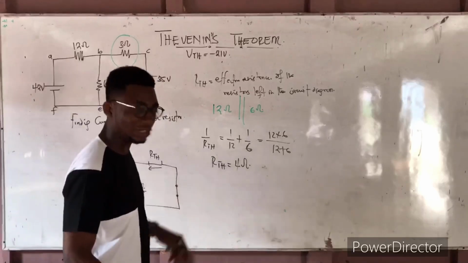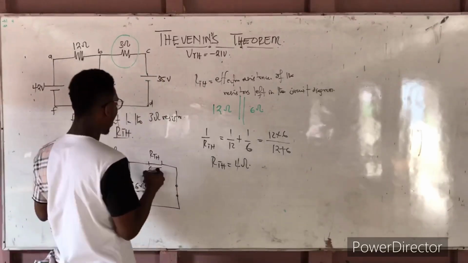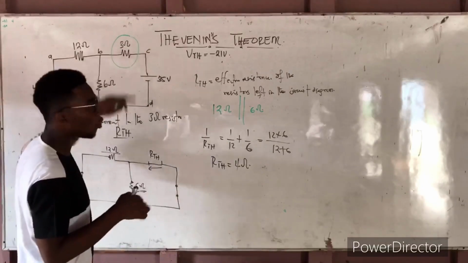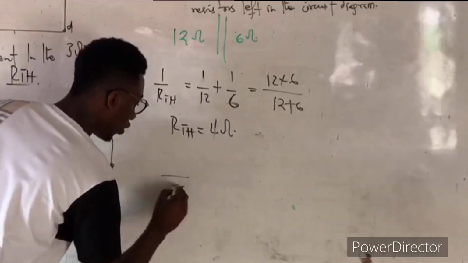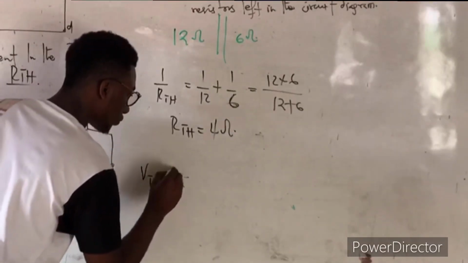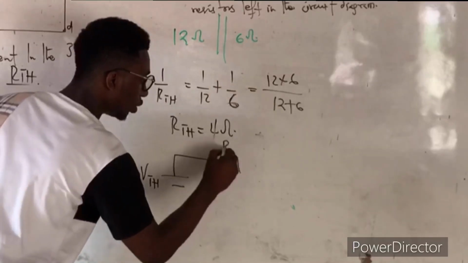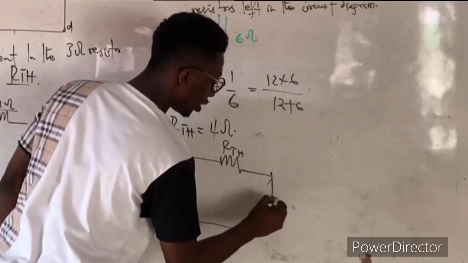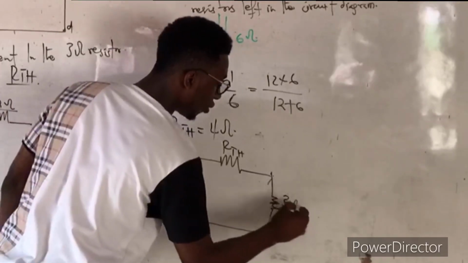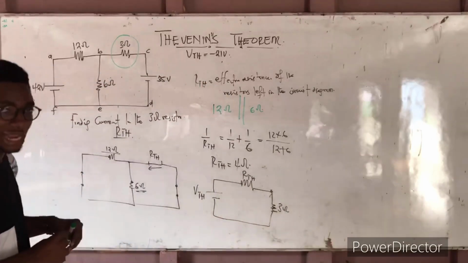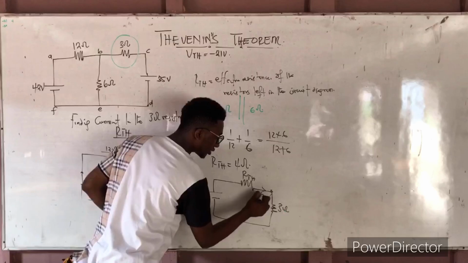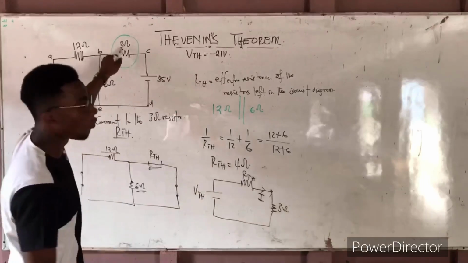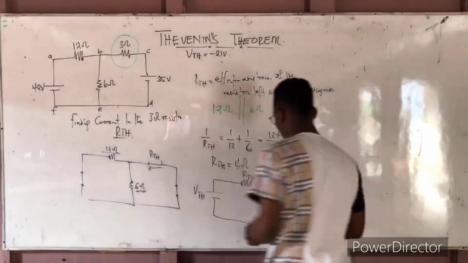Now, after getting your RTH, the last diagram you draw is to find the current through this 3 ohm resistor. So now you introduce the 3 ohm resistor. You introduce your Thevenin voltage, you introduce your Thevenin resistance, and now you introduce the resistor, which is the 3 ohms, in which you are finding the current. So now the current that will pass through this, let's call it I, is the current that will pass through this 3 ohm resistor. And now this current can simply be found.